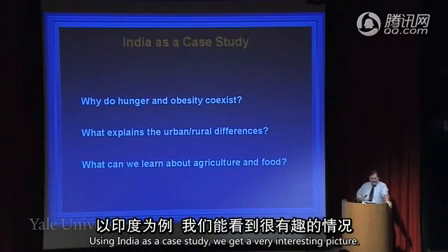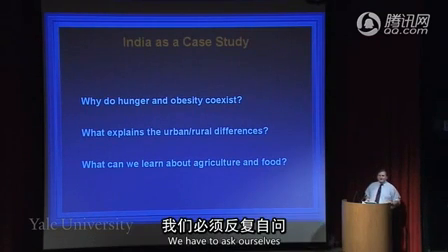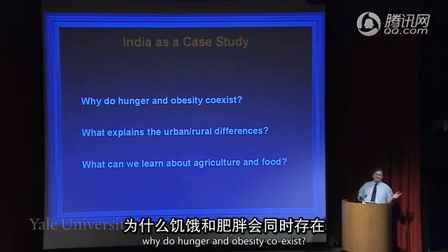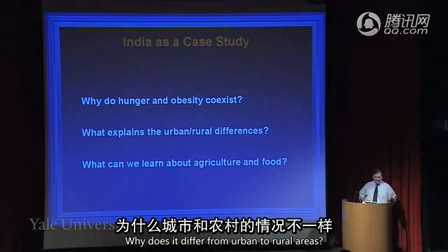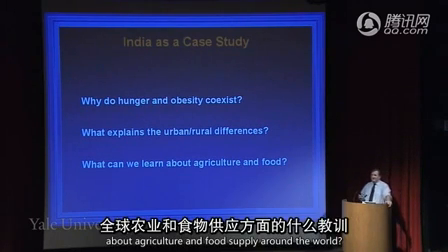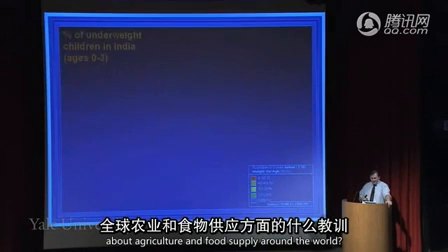Using India as a case study, we get a very interesting picture. And we have to ask ourselves questions like, from that chart I showed before, why do hunger and obesity coexist? Why does it differ from urban to rural areas? What can we learn from this about agriculture and food supply around the world?